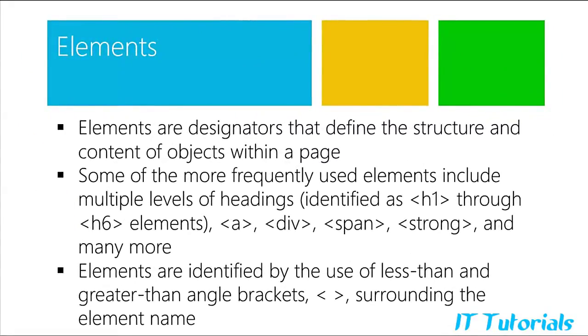So elements are simply the designators that define the structure and content of objects within a page. Some of the more frequently used elements, for instance, include multiple levels of headings, such as identified by H1 tag through H6 elements, or the anchor tag, the div, span, strong, and there are hundreds of them. Elements are also identified by the use of less than and greater than angle brackets. So every time you see the angle brackets surrounding the element name, this means that they are identified as being elements.